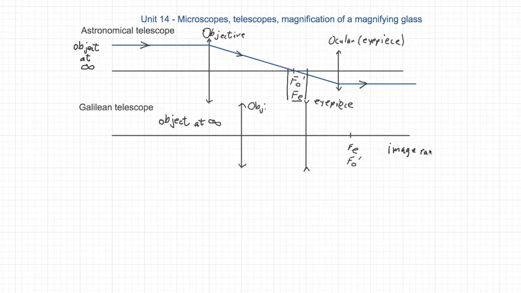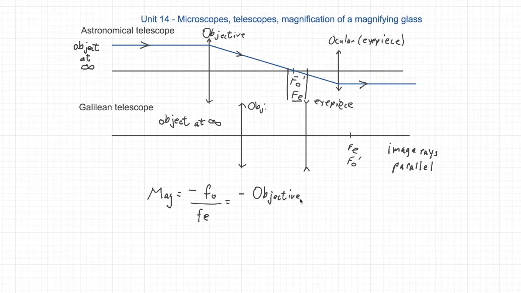They never get there because the eyepiece refracts those rays. It uses the image that would be formed at the secondary focal point of the objective lens as its virtual object, and it sends the image rays parallel. The magnification of a telescope equals minus FO over FE. That is the negative focal length of the objective divided by the focal length of the eyepiece.